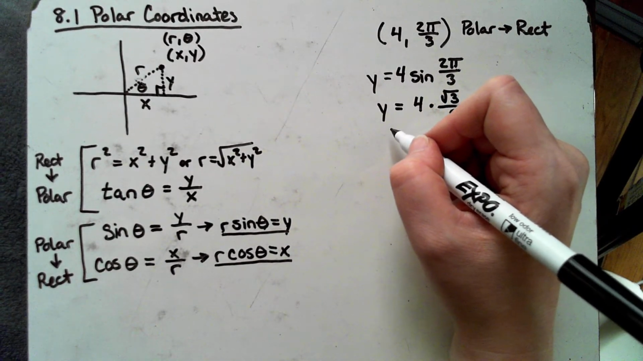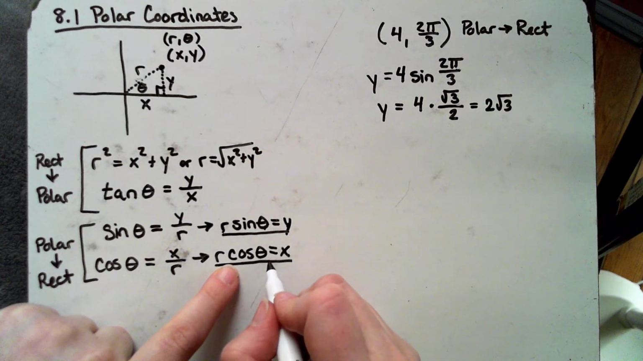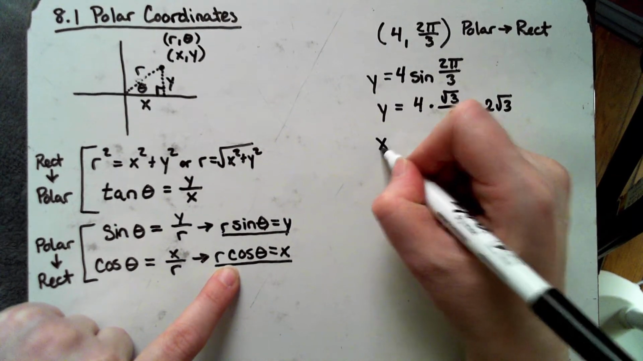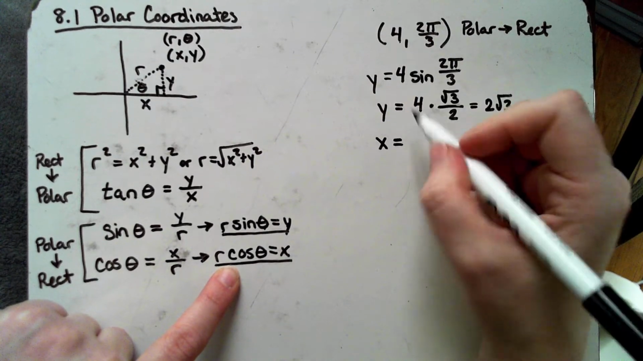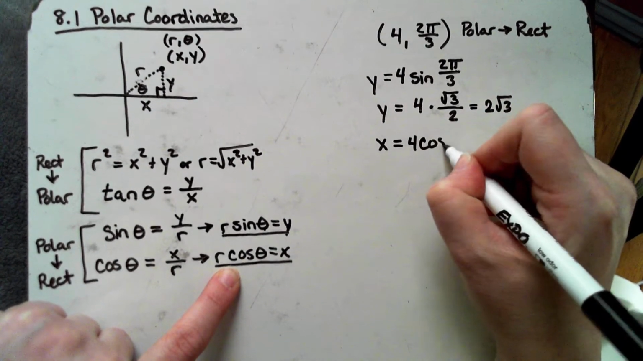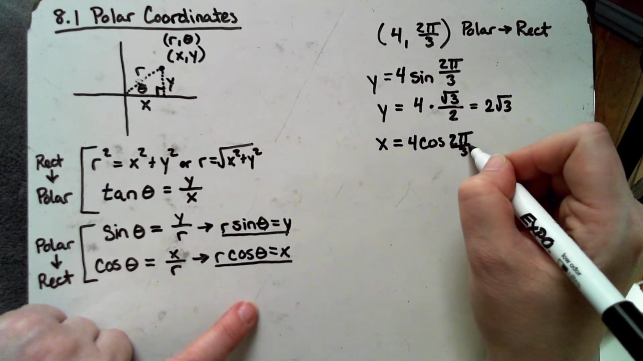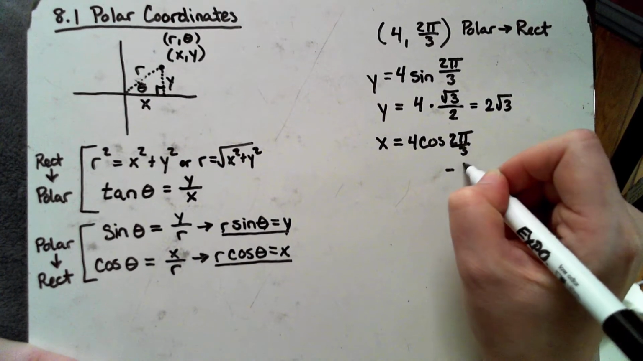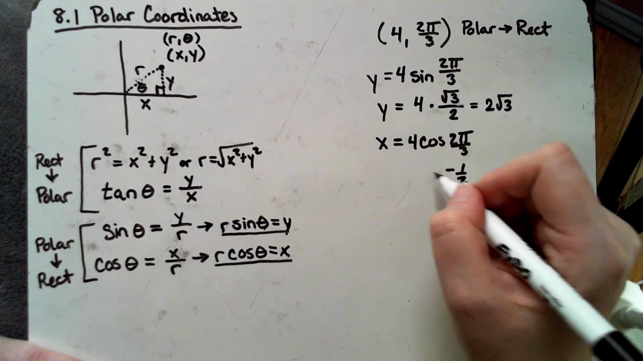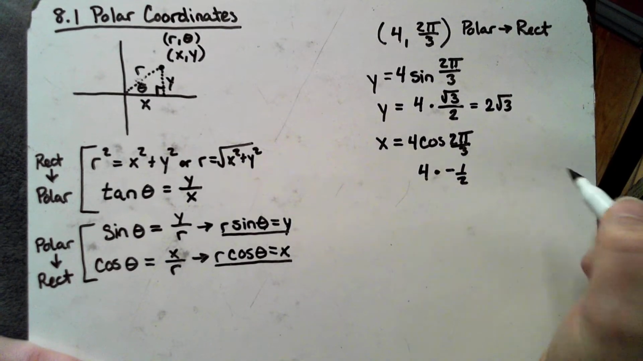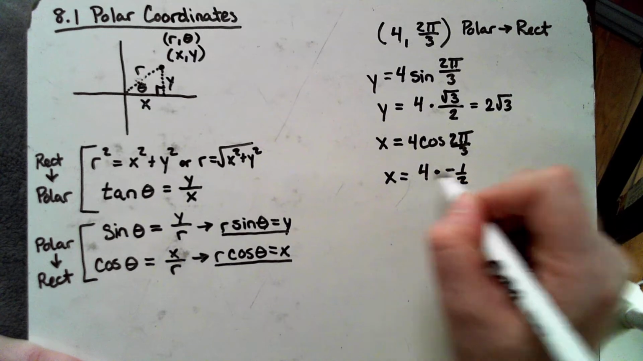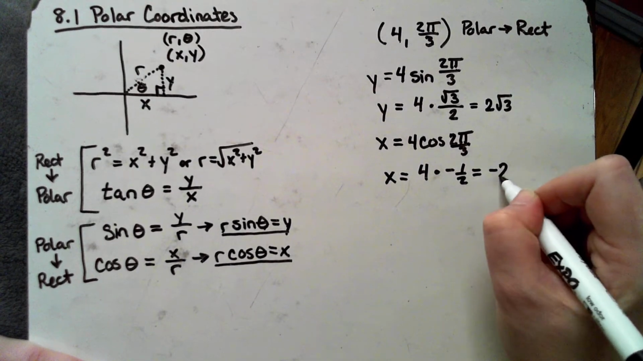Now for the x value, I'm going to do r cosine theta. x is r, so 4, times the cosine of 2 pi over 3. Cosine at 2 pi over 3 is negative 1/2. And I have to multiply that times 4. So x is going to be negative 2.